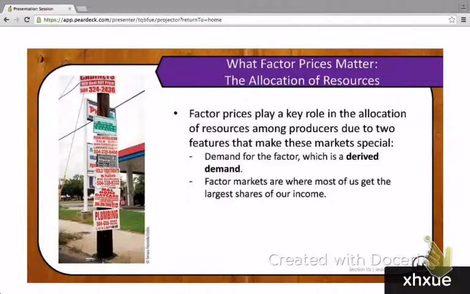But factor markets are where most of us get the largest share of our incomes. Because in a market economy, individuals and households typically own land, labor, and capital. And we sell it to firms and we get income for that. And so that is where we get the largest share of our income, by selling our land, labor, and capital to firms. Think about this.